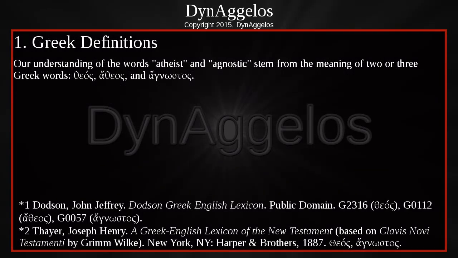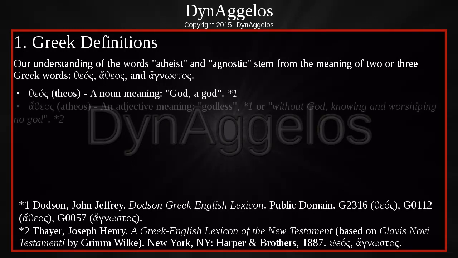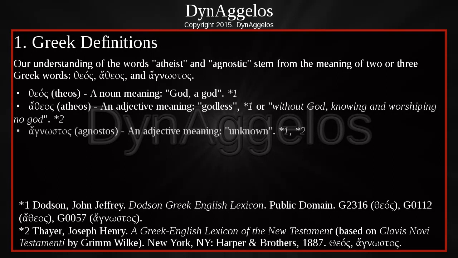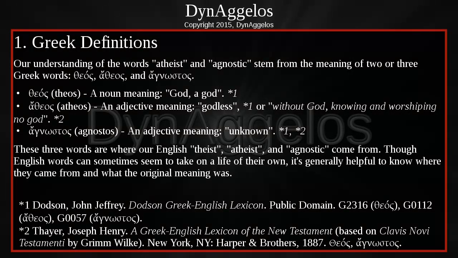Greek definitions. Our understanding of the words atheist and agnostic stem from the meaning of two or three Greek words: theos, atheos, and agnostos. Theos, a noun meaning God, a god. Atheos, an adjective meaning godless, or without God, knowing and worshipping no God. Agnostos, an adjective meaning unknown. These three words are where our English theist, atheist, and agnostic come from.